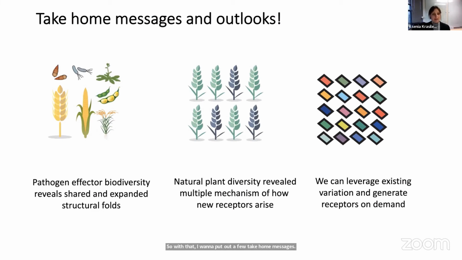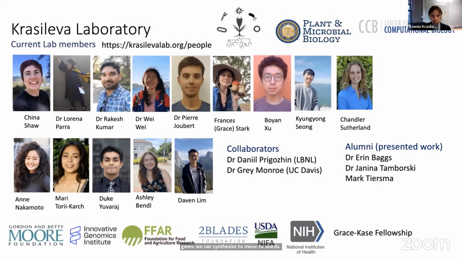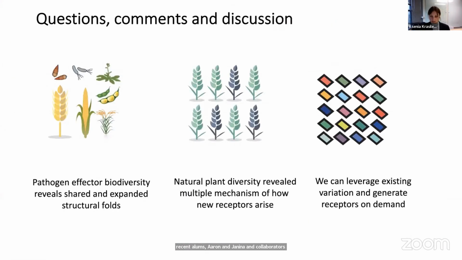I showed you that pathogen effector biodiversity reveals shared and expanded structural folds, and I think we can use this information for rational design of immune receptors. In nature, plants rely on multiple mechanisms to combat the pathogen, and I think it's really exciting. We're currently just bound by our imagination of which genes we can synthesize to move towards more rational designs. And I want to thank the lab again, especially the work done by Kunyang and Chandler and recent alums, Aaron and Yanina, and collaborators. And I'm happy to take your questions.